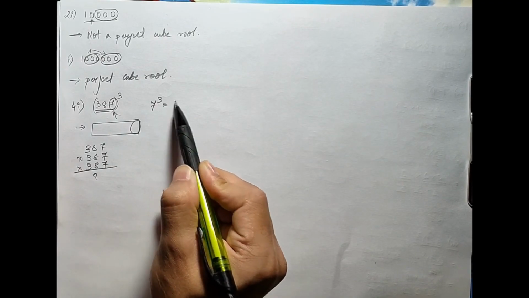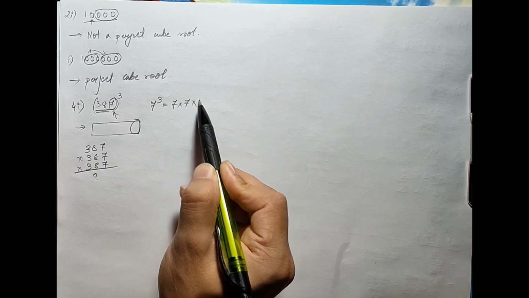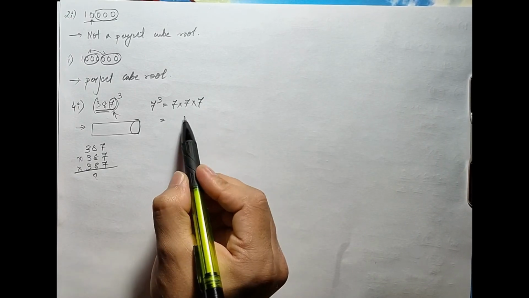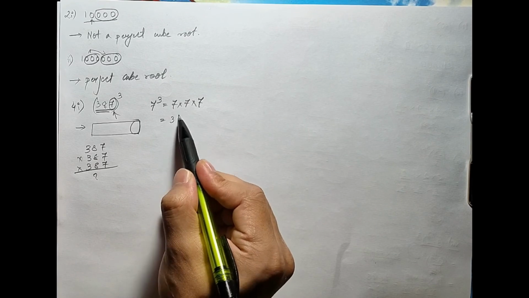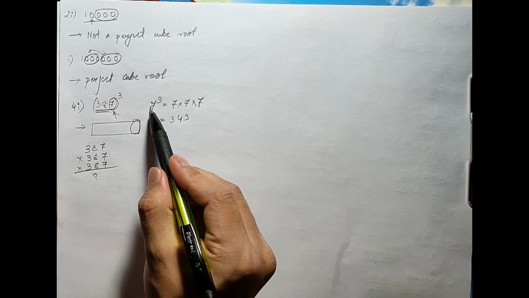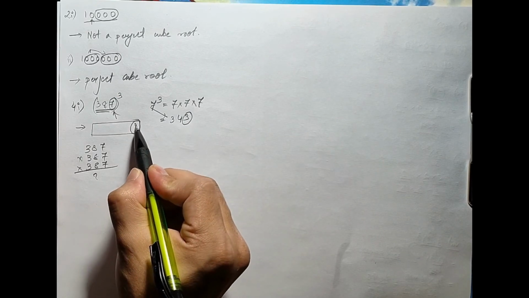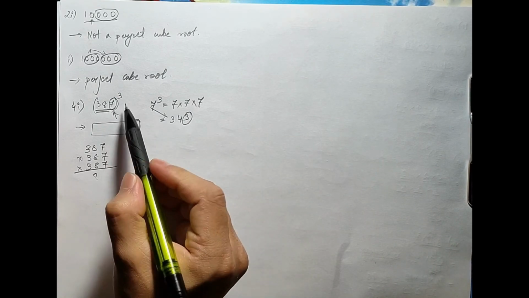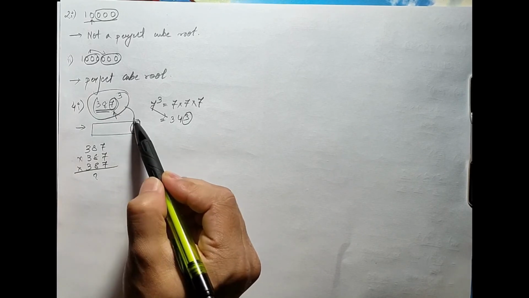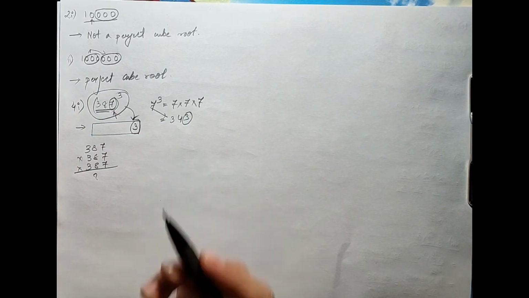Now 7 cube is nothing but 7 into 7 into 7. 7 into 7 is 49. 49 into 7 is 343. So 7 cube is 343. What is the last digit? 3. So definitely the last digit or the unit digit of 387 cube will be 3.